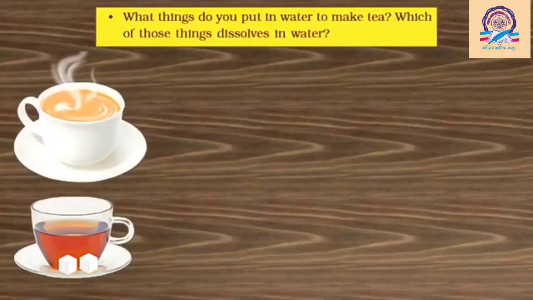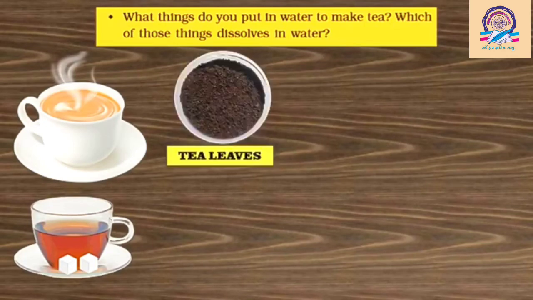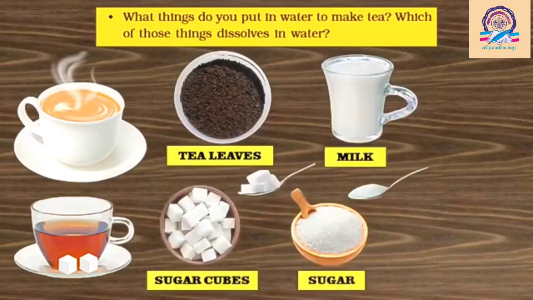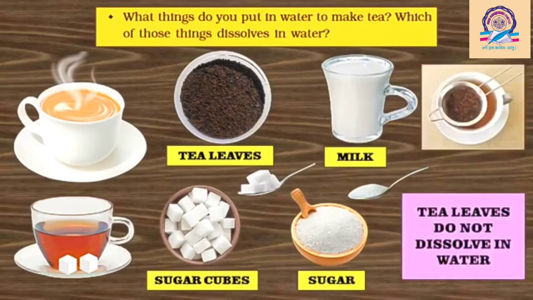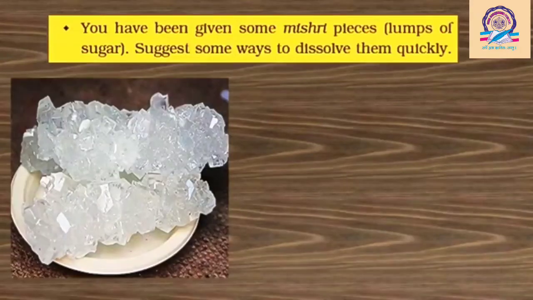What things do you put in water to make tea? Which of those things dissolve in water? We add tea leaves, milk and sugar in water to make tea. Out of all the ingredients, milk and sugar dissolve in water. Tea leaves do not dissolve in water and we strain the tea.